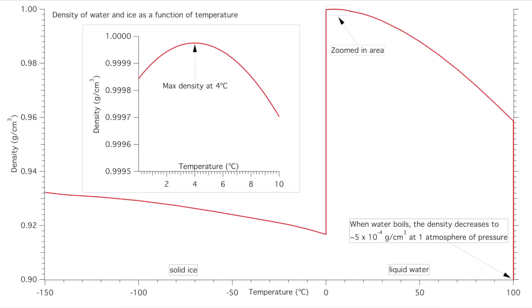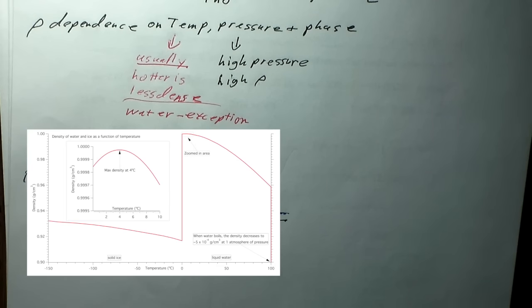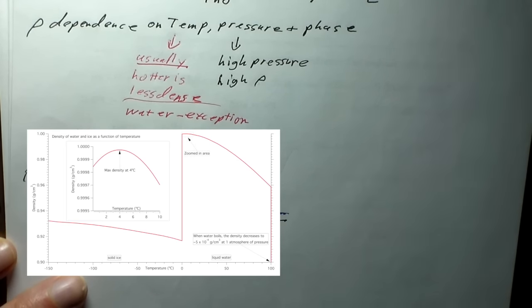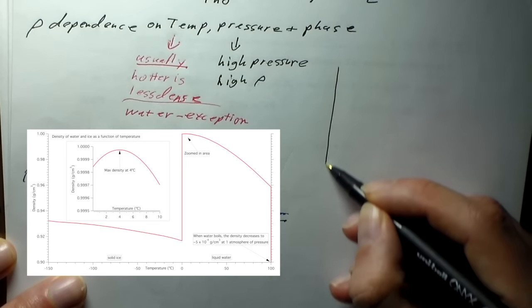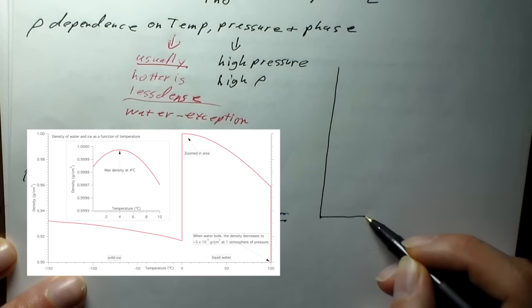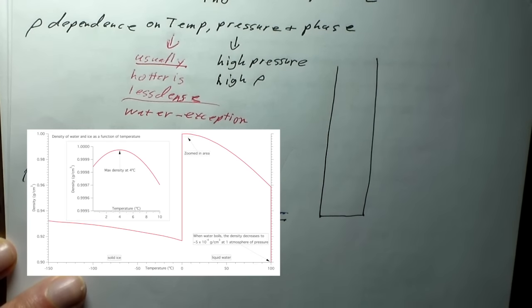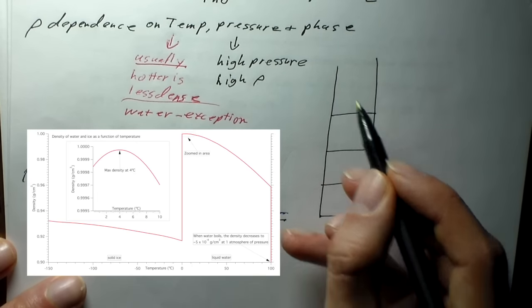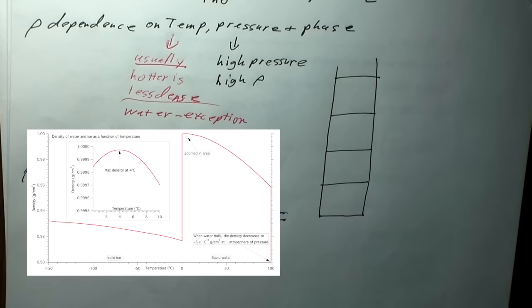Now, one property of having more dense materials is that the more dense things will actually sink. So if I have some container and I put in a bunch of liquids, and let's say these liquids are immiscible, meaning that they don't dissolve in one another, like oil and water, we can order them via their density.